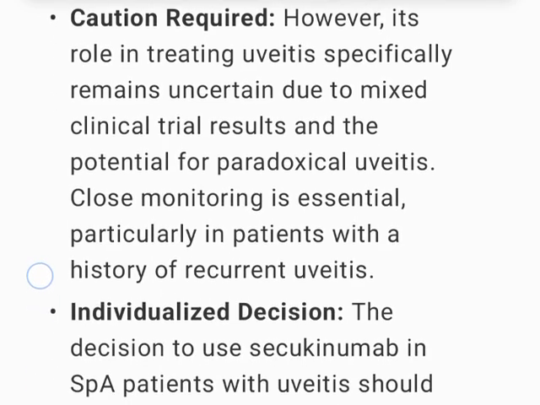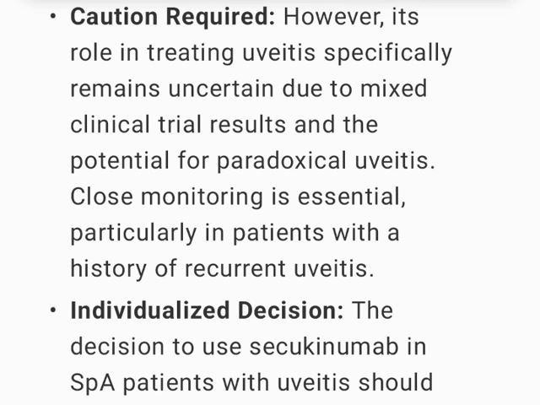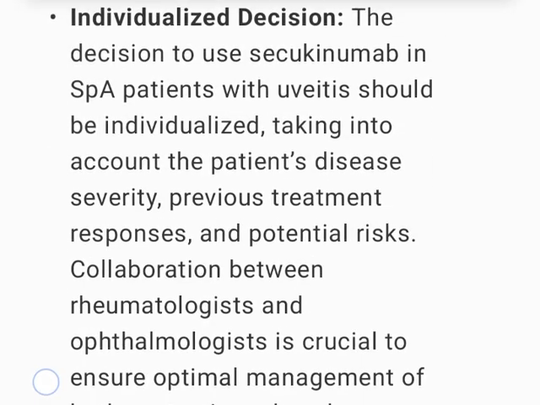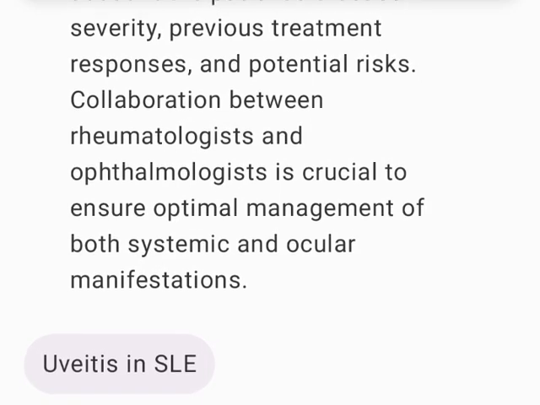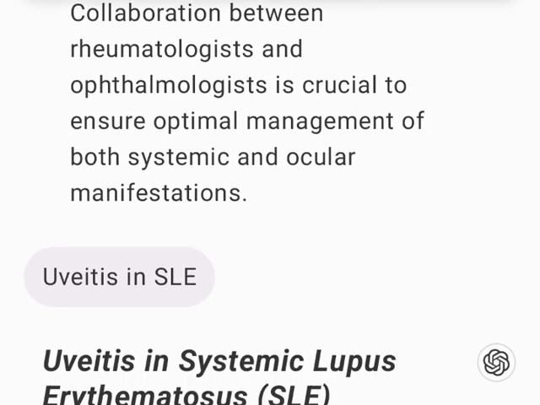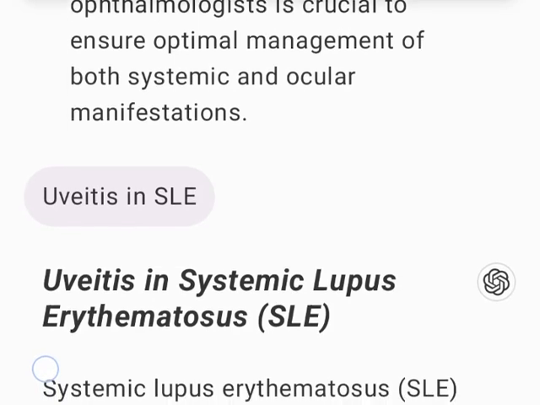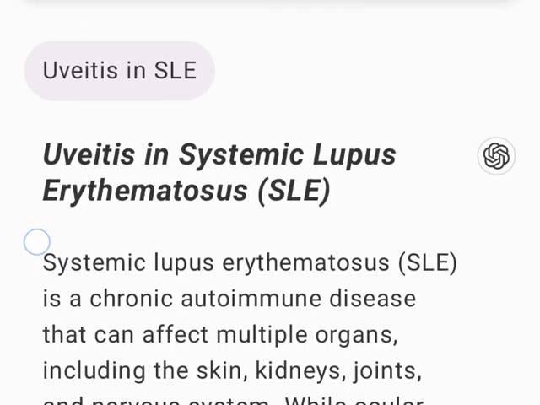Caution required. However, its role in treating uveitis specifically remains uncertain due to mixed clinical trial results and the potential for paradoxical uveitis. Close monitoring is essential, particularly in patients with a history of recurrent uveitis. Individualized decision. The decision to use secukinumab in SpA patients with uveitis should be individualized, taking into account the patient's disease severity, previous treatment responses, and potential risks. Collaboration between rheumatologists and ophthalmologists is crucial to ensure optimal management of both systemic and ocular manifestations.